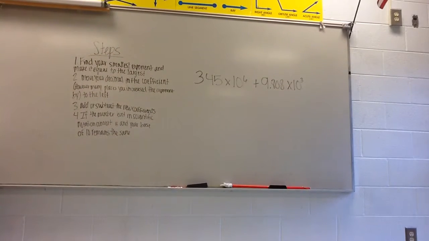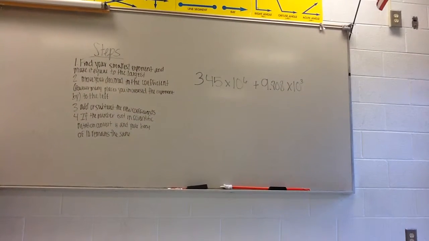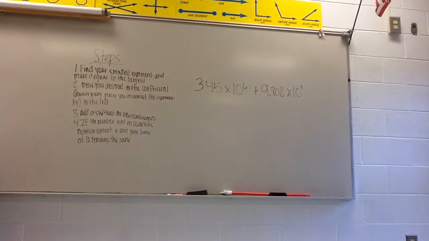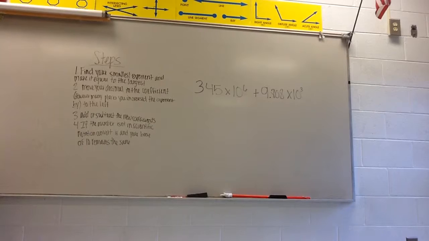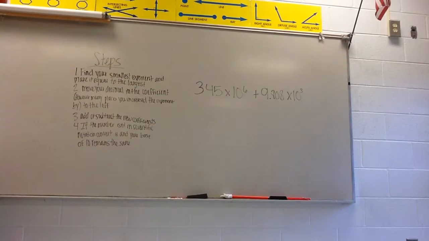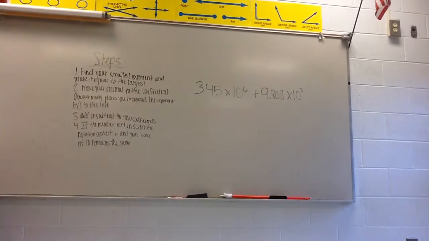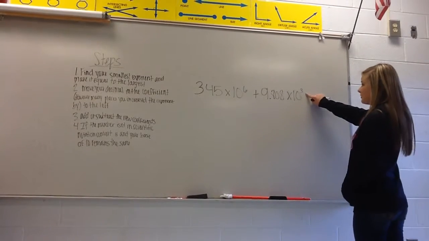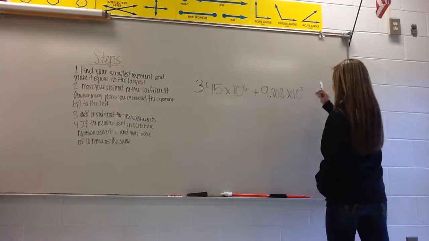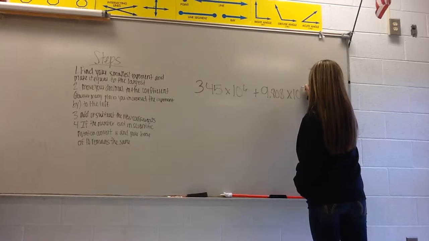Your second example for this lesson is 3.45 times 10 to the 6th plus 9.808 times 10 to the 3rd. Your first step is to find your smallest exponent and make it equal to the largest. In this example, 3 is your smallest exponent and 6 is your largest. So we're going to make this 3 become a 6.